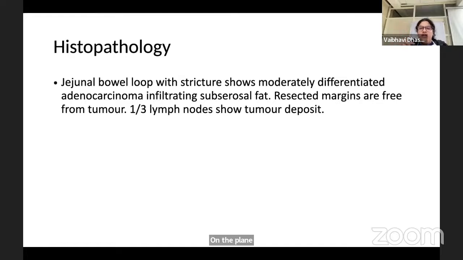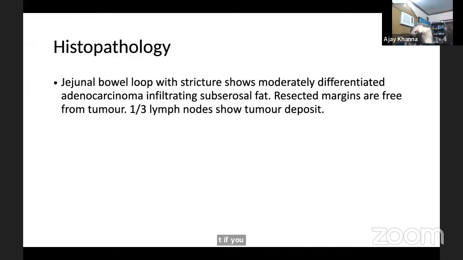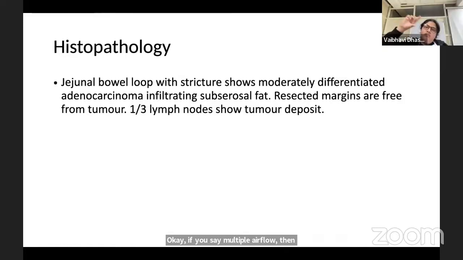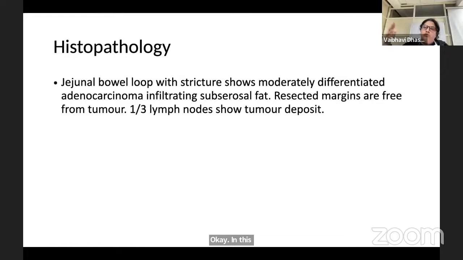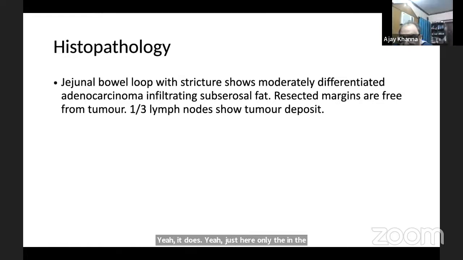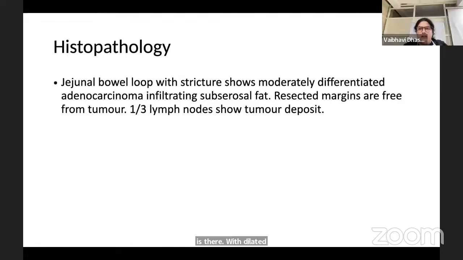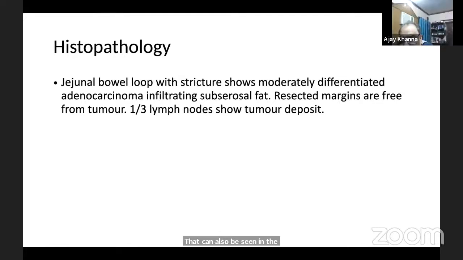There were multiple air fluid levels, and there was distension of the jejunum. But if you see multiple air fluid levels, then you cannot say it is an upper small bowel obstruction. If you see multiple air fluid levels, then it is an ileal obstruction or a lower jejunal obstruction. In this patient, there was dilatation of the jejunal loops, only in the upper part. Then you can say it is an upper small bowel obstruction with a dilated duodenum and stomach. That can also be seen in the plain X-ray abdomen.